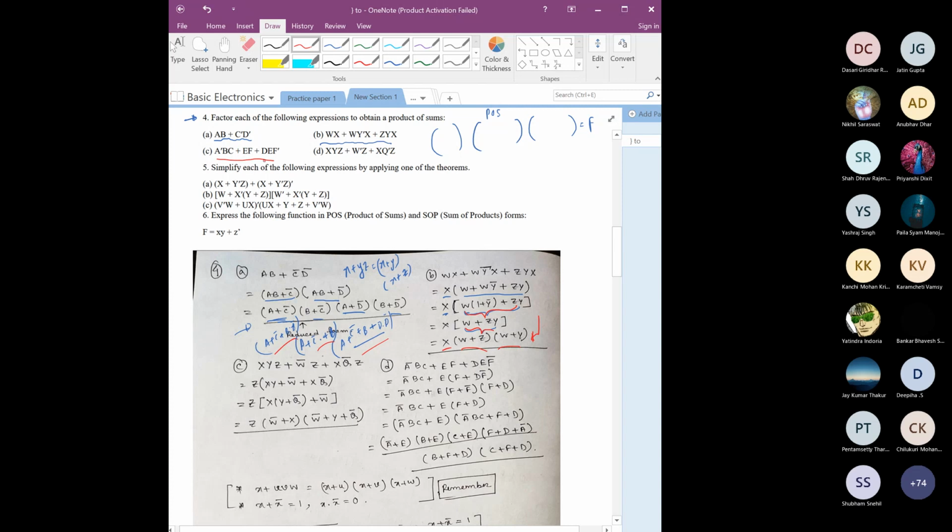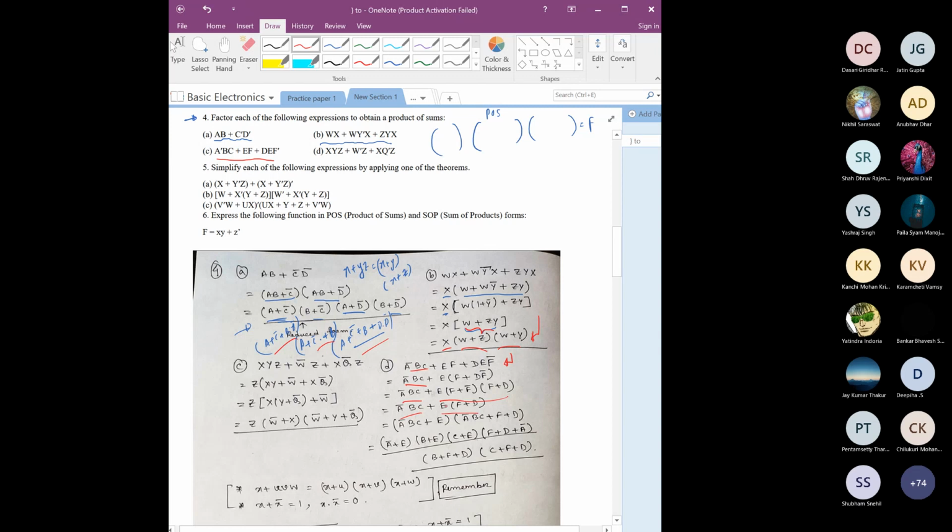So see question number C. Question number C is this function, right? Now you have to express it in the POS form. So here what we are doing, we can just keep this function like this. Take this e common from here. That way we get this. Then we can split this, right? We can just split this using the x plus yz formula here. Then finally what we got from here is this one, right?